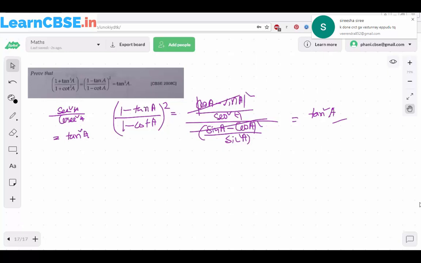So this is how the trigonometrical ratios questions can be solved using the identities. You have to memorize all the three basic identities and you have to memorize the trigonometrical table in order to solve this type of questions.